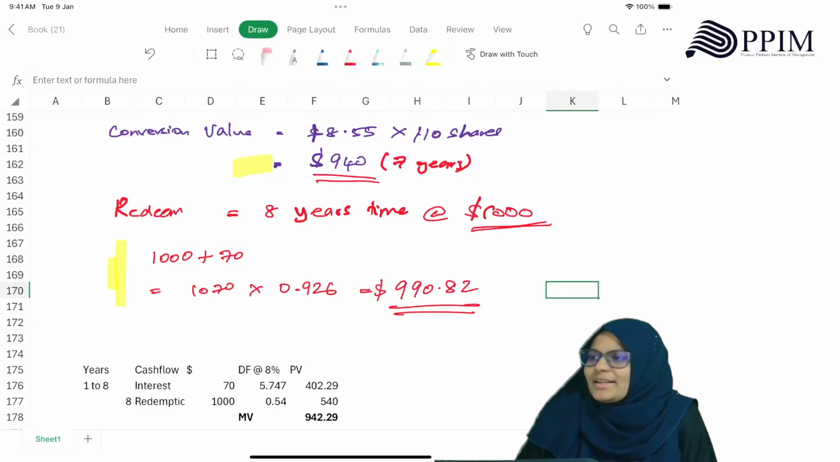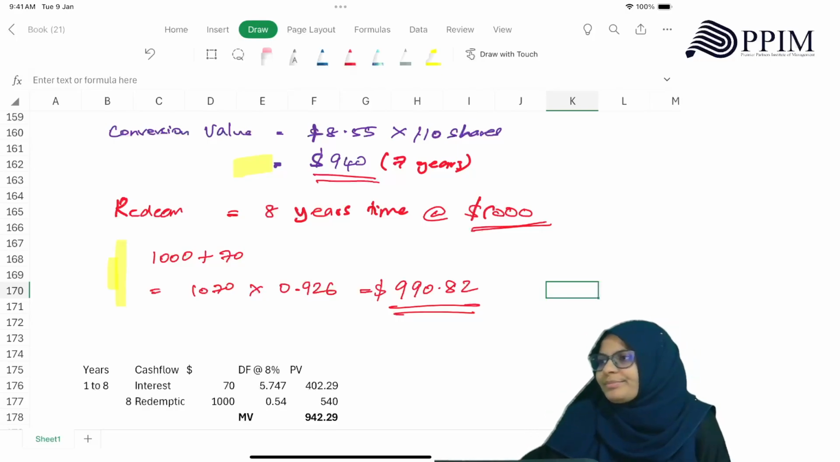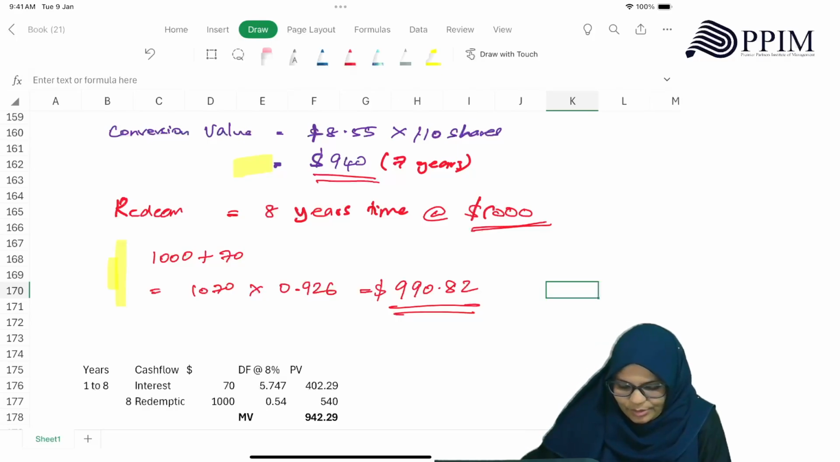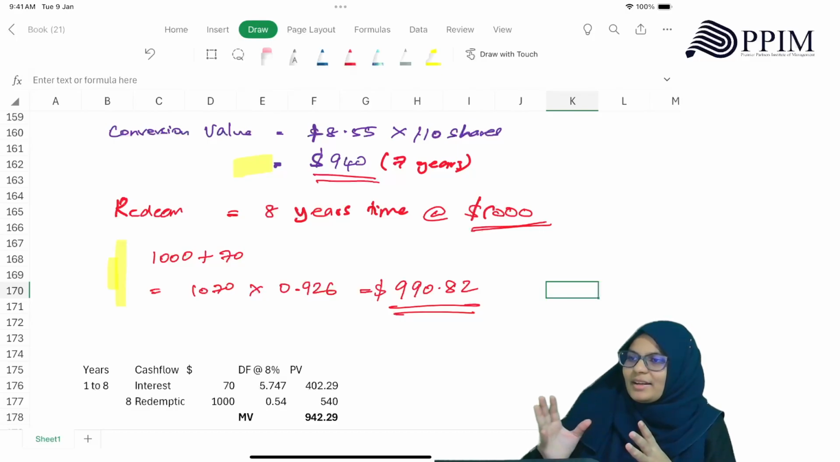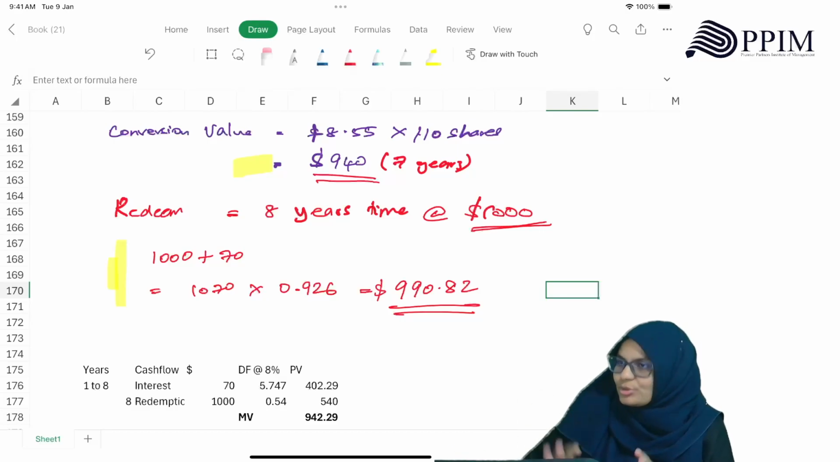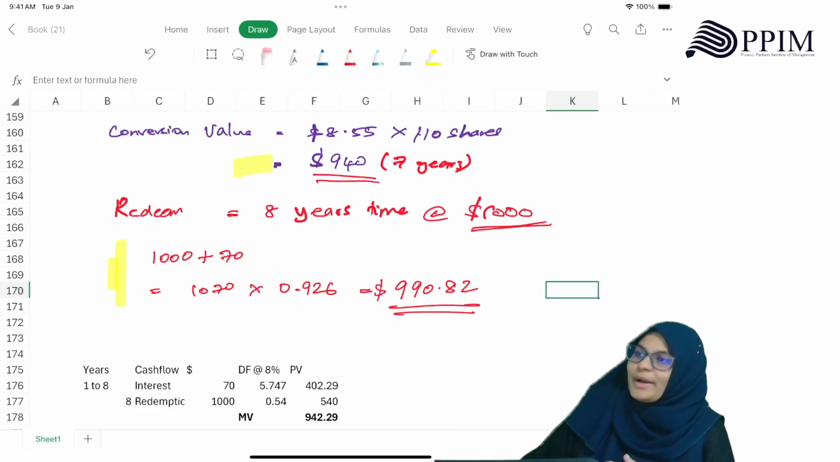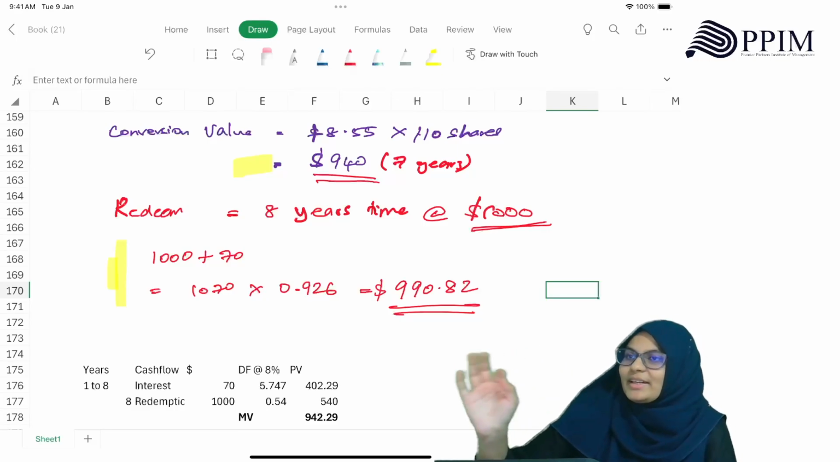Otherwise, it doesn't matter, because at the end of the day, everything is happening in year 8, no? But like I said, when it comes to your exam, there are certain questions that will differentiate a very good student from a good student. Now, an excellent student will identify that this 1070 has to be brought back to present value. But just because you miss that doesn't mean you will lose much of the mark. That 1000 plus 70 into 0.926 will probably only give you a mark or 2 at max.